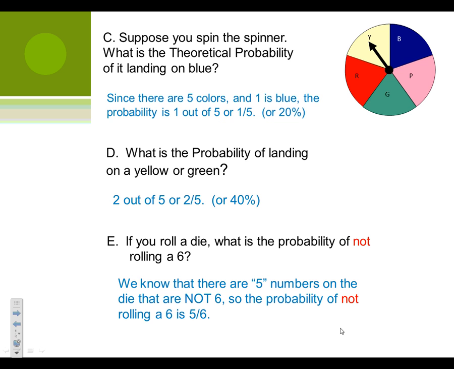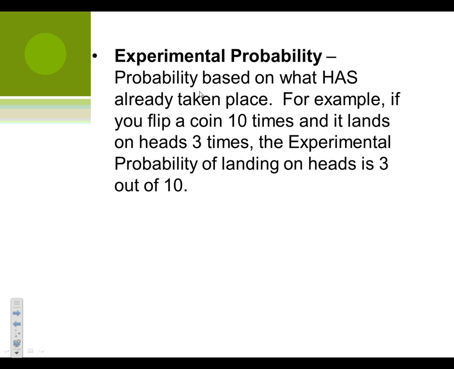Okay, so the next type of probability that we have is called experimental probability, and that's the probability of what has already taken place, basically in an experiment.